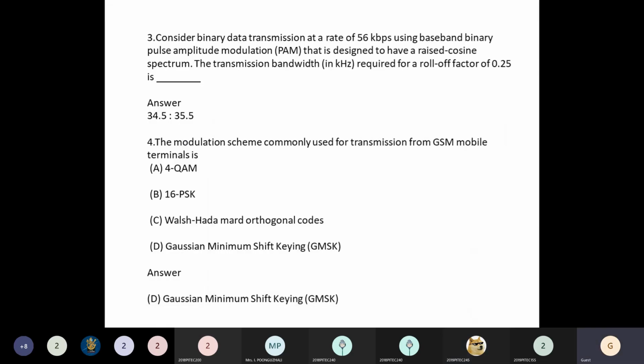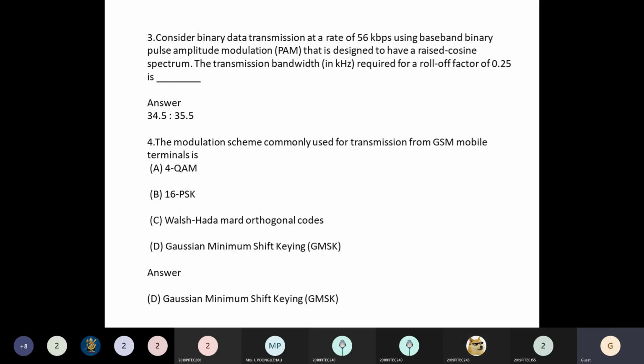Consider a binary data transmission at a rate of 56 kbps using baseband binary pulse amplitude modulation that is designed to have a raised cosine spectrum. The transmission bandwidth required for a roll-off factor of 0.25 is 34.5 to 35.5.